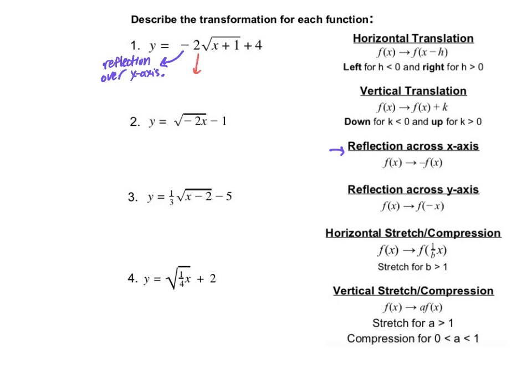Now if I look at this 2 out in front, there's a number multiplying into my parent function. So where do I see something similar to that? Well, that's down here at vertical stretch and compression, where I see the a is multiplying into my function. All right, so since my a value is greater than 1, it's a stretch. So this is a vertical stretch by 2.